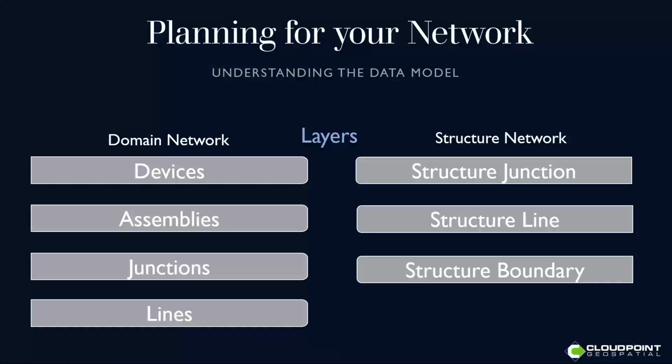So let's go over the layers or feature classes in the utility network. In the domain network, we have devices, assemblies, junctions, and lines. And in the structure network, we have structure junctions, structure lines, and structure boundaries. Within those layers, we have various asset groups and asset types. So we're going to take a quick look at the sanitary data dictionary for some examples.